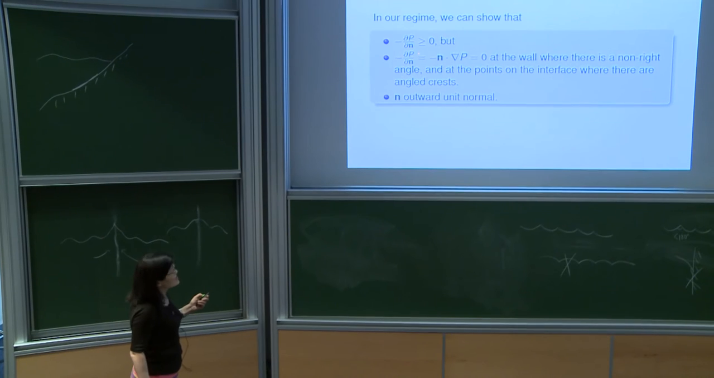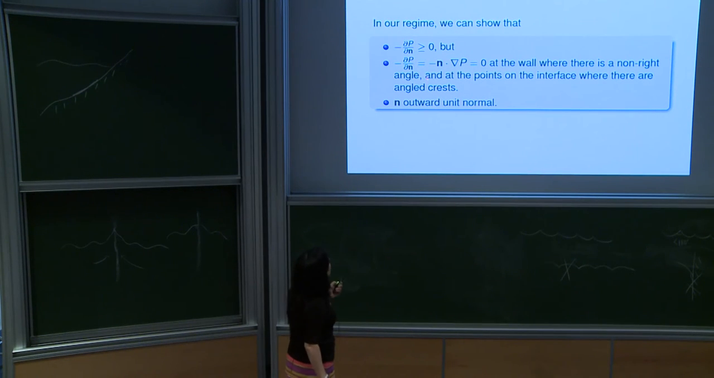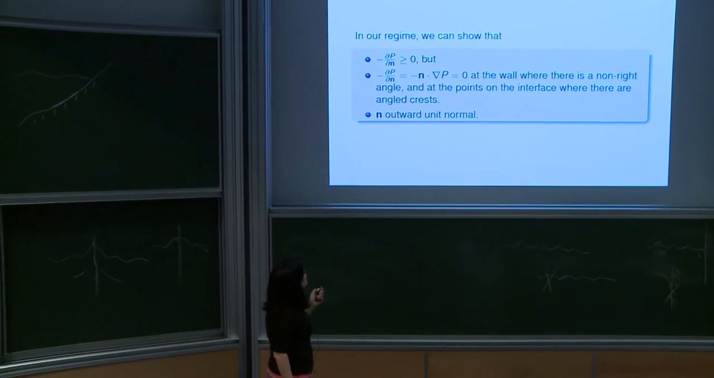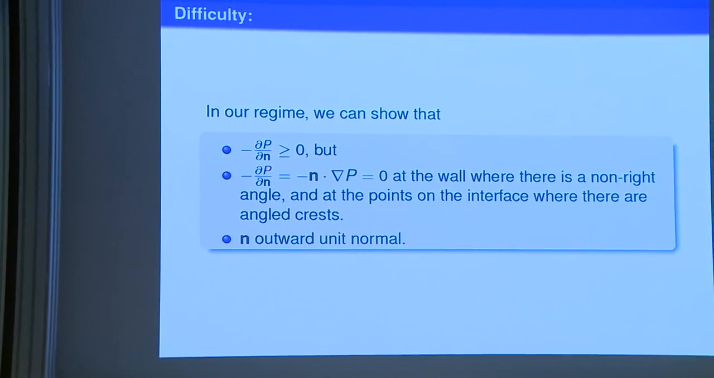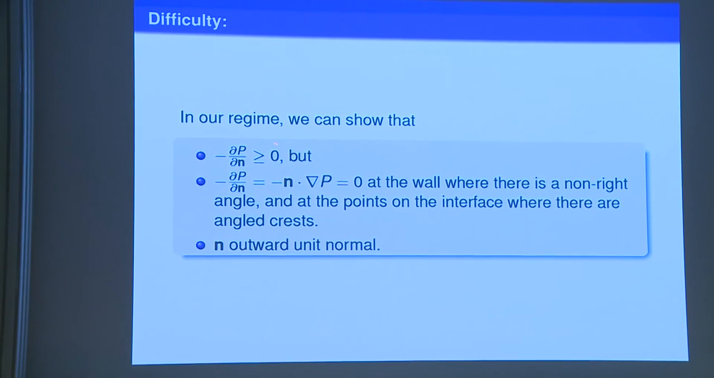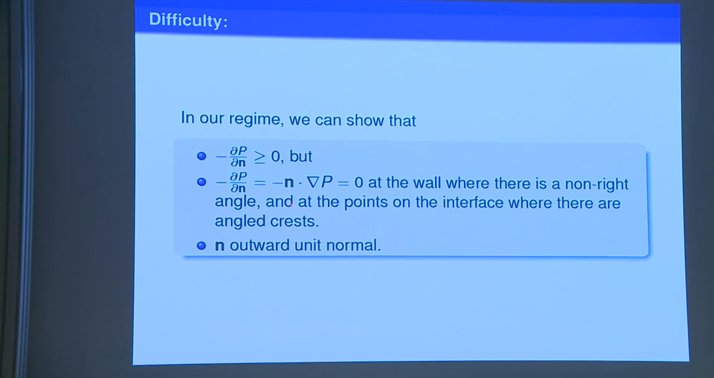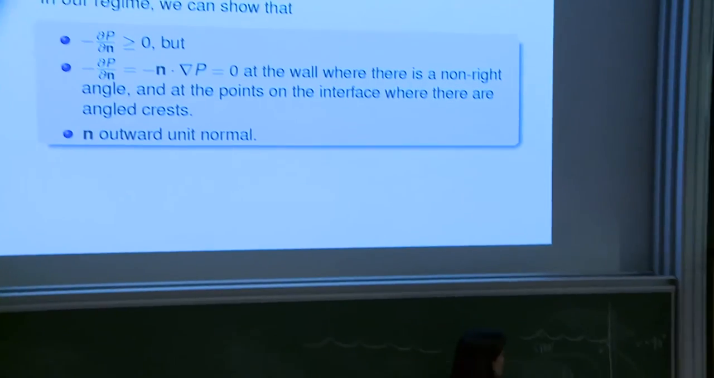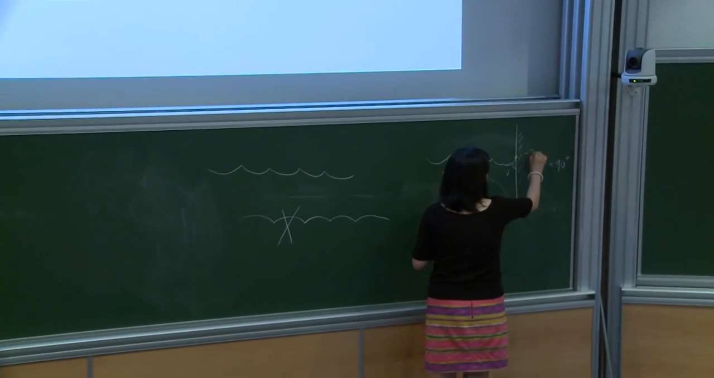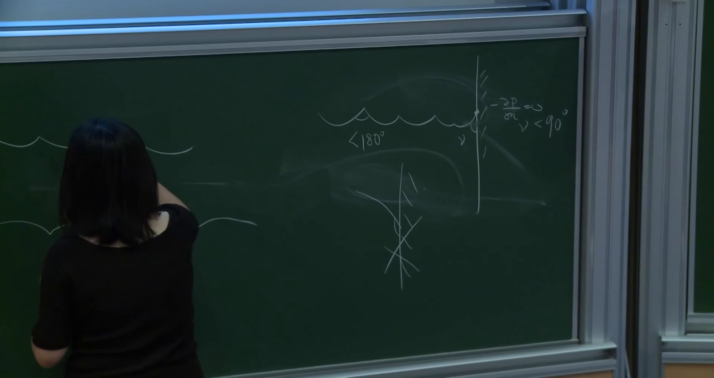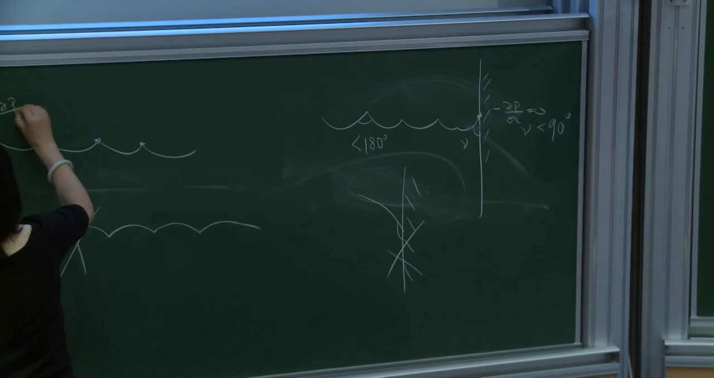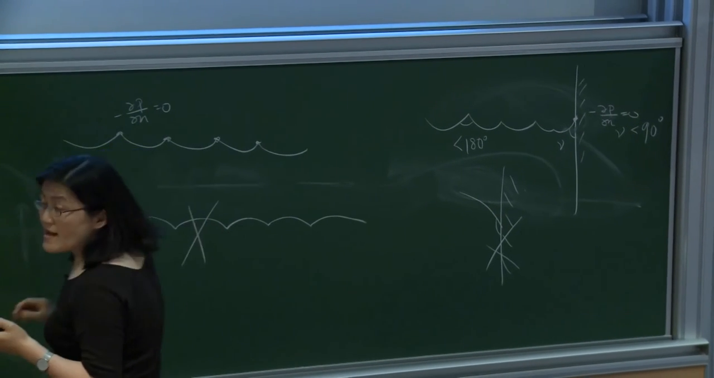So the main difficulty to study waves with singularity, angle crest, is this. We can still prove that negative dp/dn is non-negative. In fact, this has already been proved in '97. If you look at the formula, you do have a lower bound greater than or equal to zero. But negative dp/dn equals zero at the wall where there is a non-90 degree angle. If you form an angle like this, negative dp/dn equals zero in all the angle crests. So negative dp/dn equals zero where there's a singularity, angle crest.